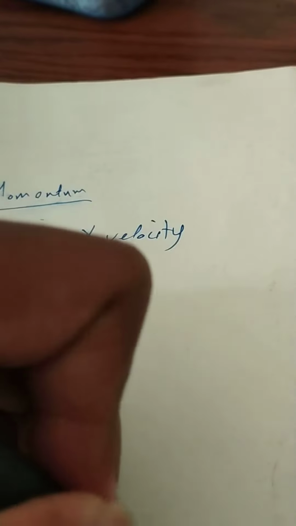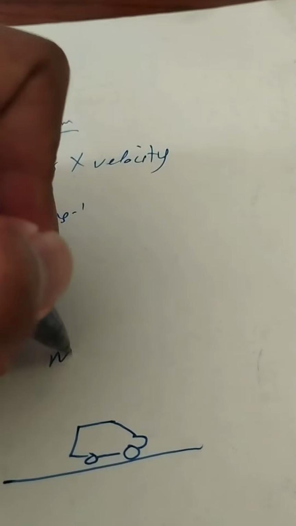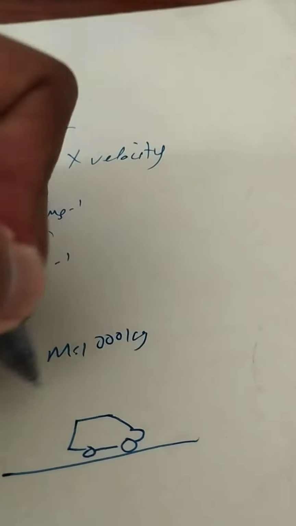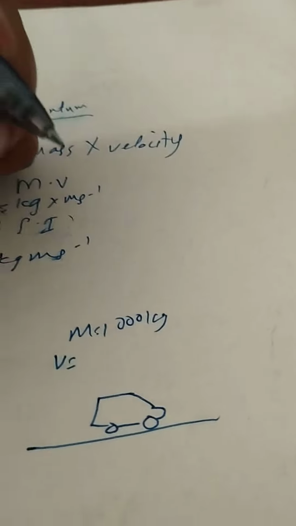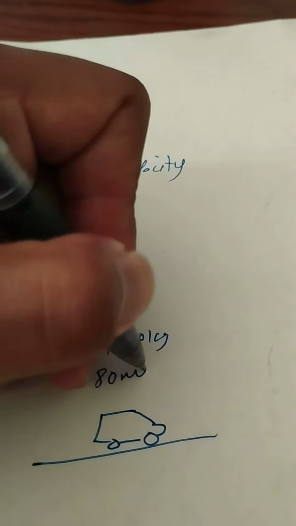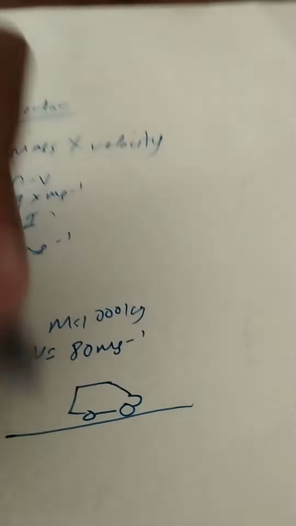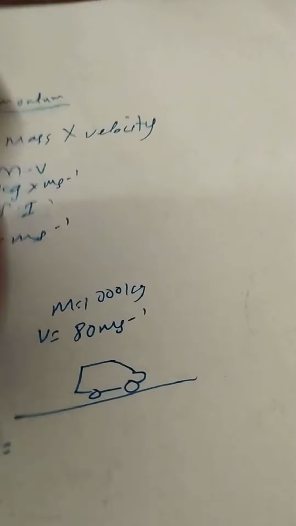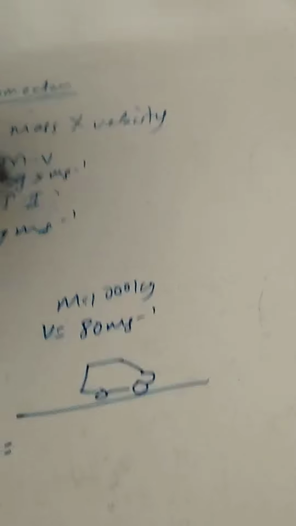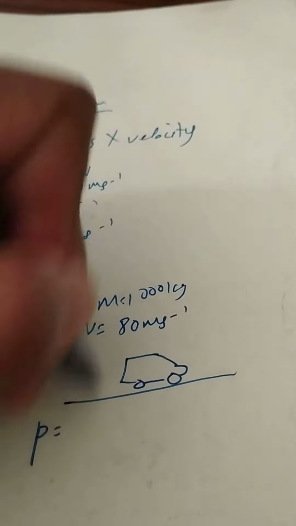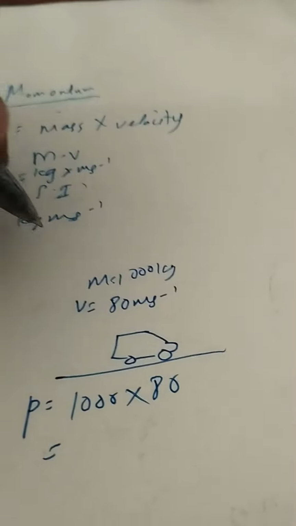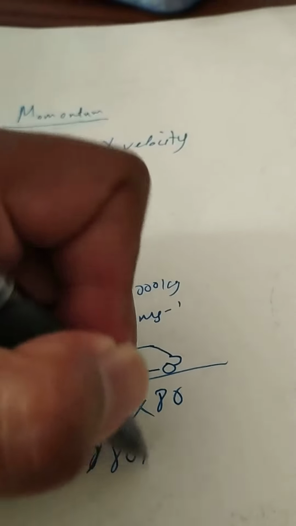Imagine a car was moving. The mass of the car is 1000 kilograms. Let's say the speed of the car is about 80 meters per second. So what momentum is produced by the car? From the formula, momentum is mass times velocity. So we take the mass of the car, 1000, multiplied by the velocity of the car, and you have 80,000 kg m s^-1. This is the momentum produced by the car.